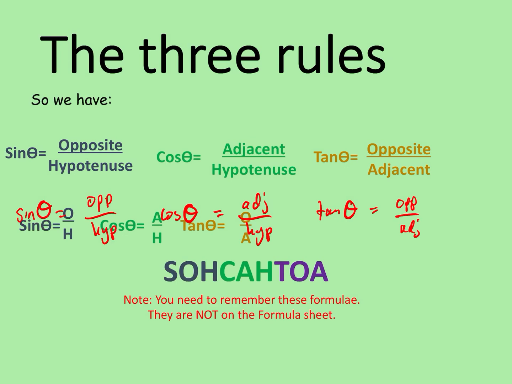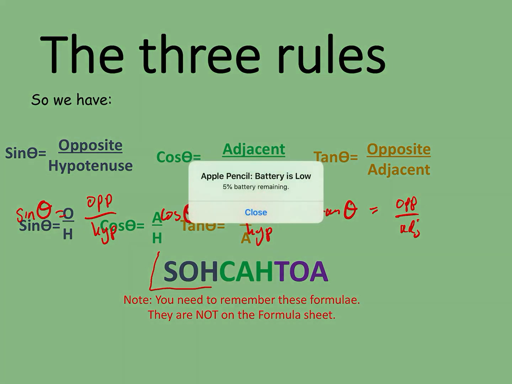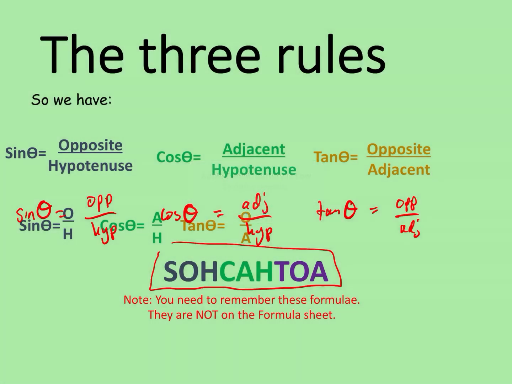Now, the way we remember this, we use a word called SOHCAHTOA. Okay? SOHCAHTOA. And that's just spelling out SOH, sine, opposite, hypotenuse. CAH, cosine, adjacent, hypotenuse. TOA, tan, opposite, adjacent. Okay? So now we've got that.